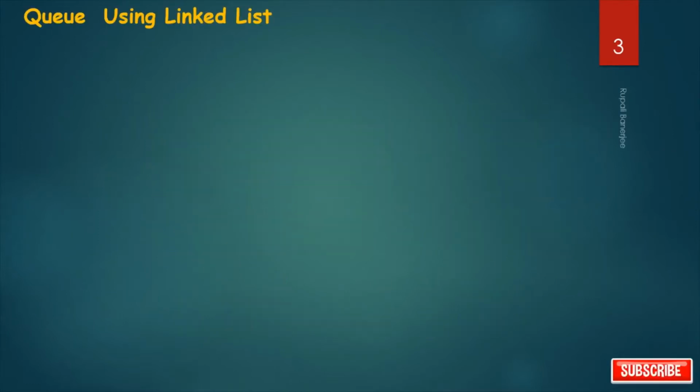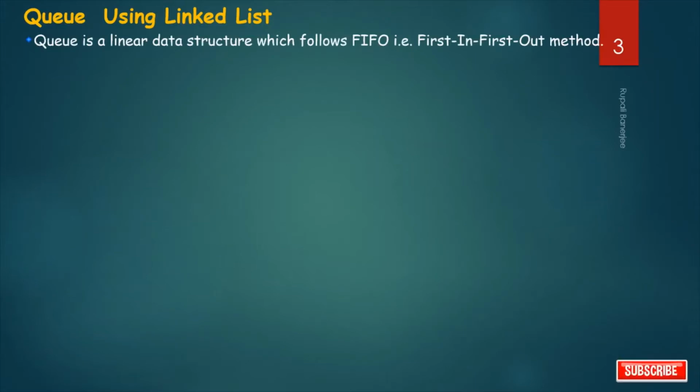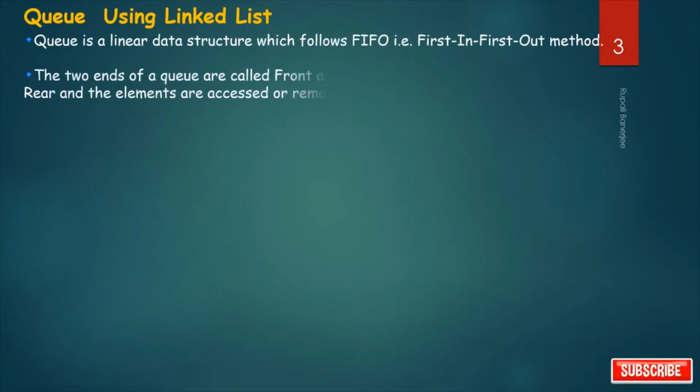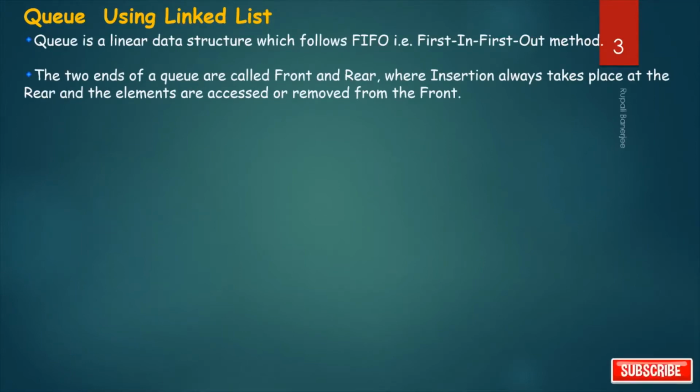Queue using linked list. Before learning this video, please consult our previous videos of this series on linked list and also on queue. Then this video will be more clear for you. So we already learned queue is a linear data structure which follows FIFO, that is first in first out method. The two ends of a queue are called front and rear, where insertion always takes place at the rear end and the elements are accessed or removed from the front end.